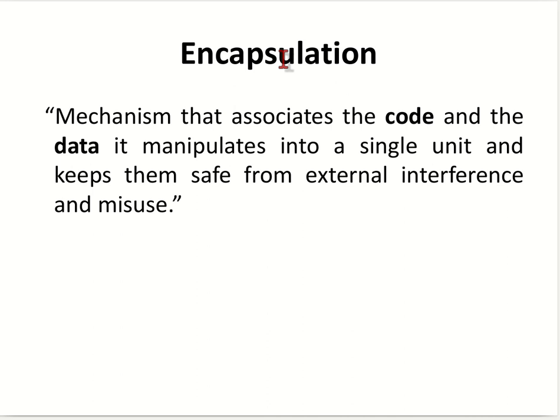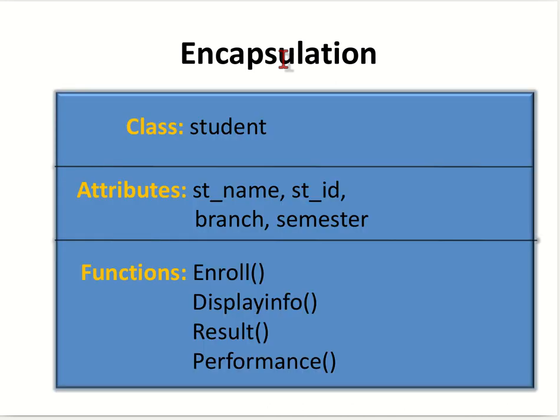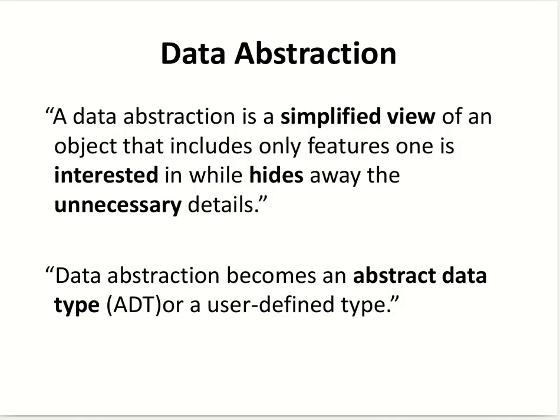Encapsulation is done using the creation of a class. Here we can see the class Student. The attributes are student name, student ID, branch and semester. Different functions are enroll, display info, result and performance. This is known as encapsulation. And the fourth one is data abstraction.